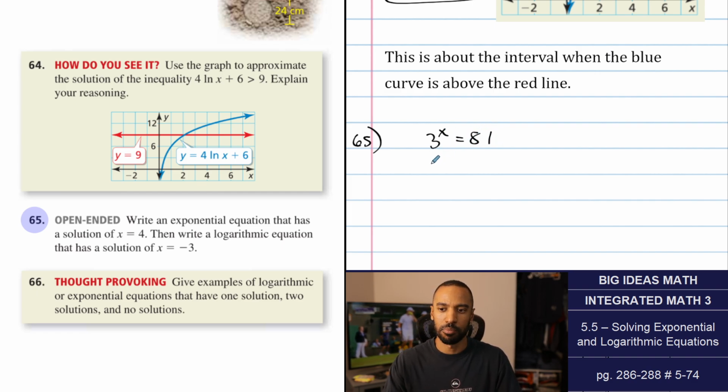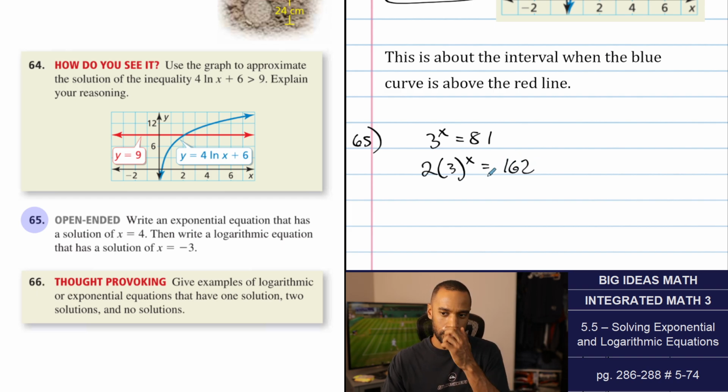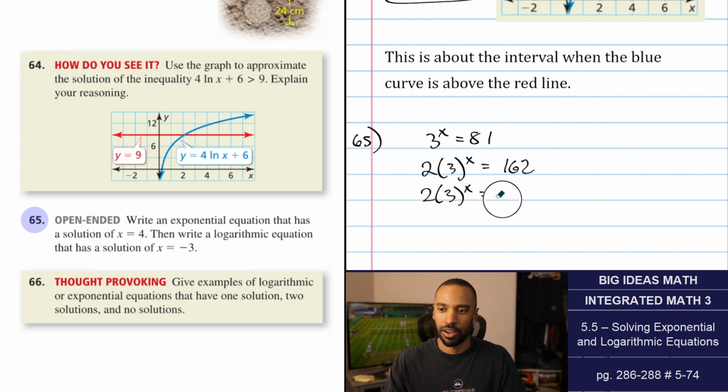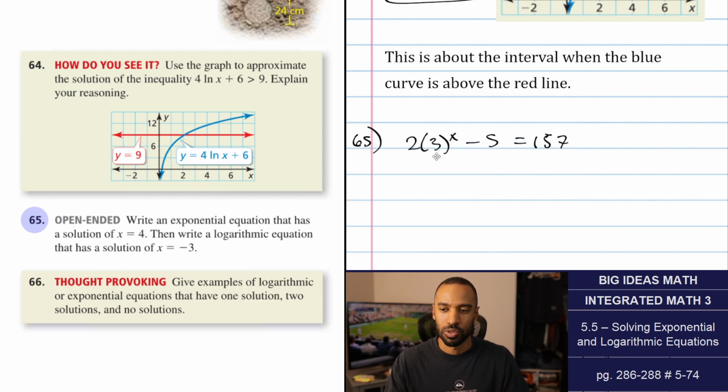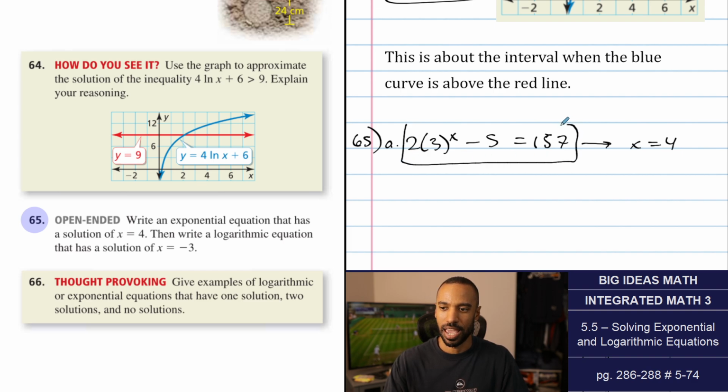If I multiply both sides by 2, then I'll have 2 times 3 to the x power equals 162. And if I subtract 5 from both sides, I'll have minus 5, and I'll have 157. All right, I'll make this my equation like that. So I'm doing some work based off something that I know, where it'll say x equals 4, and then I go from there. I guess that makes the most sense in how I can do that. So there's an exponential equation where x equals 4, but there's the answer, I suppose.